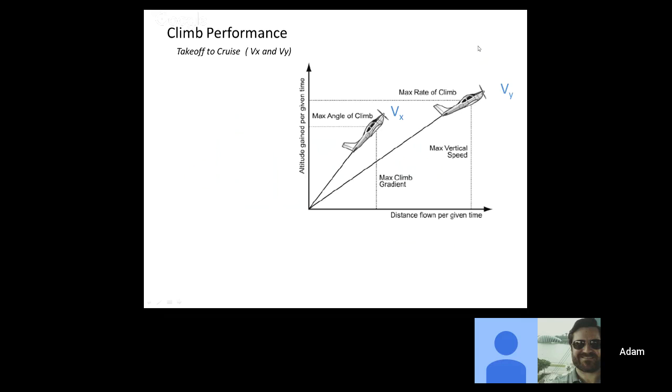Ooh, I know one of them's like the maximum speed for a takeoff, and one of them's like the maximum altitude. Oh, it says it right there: max angle of climb, max rate of climb. Yeah, no, it's good. You're pretty much almost there. They're both max altitude speeds. One of them allows you to achieve maximum altitude in a certain distance, and the other one allows you to reach maximum altitude in a certain time.